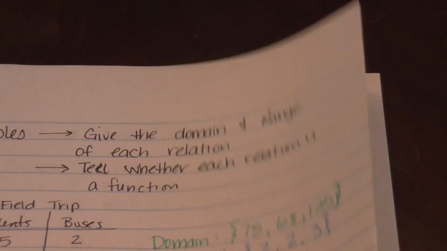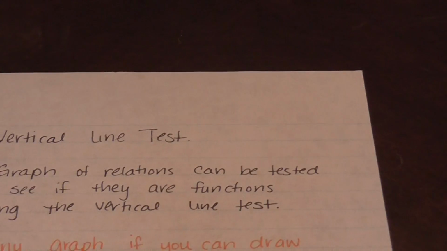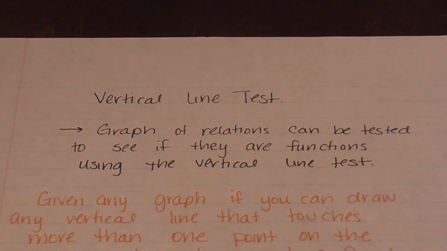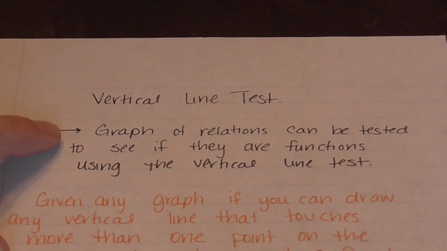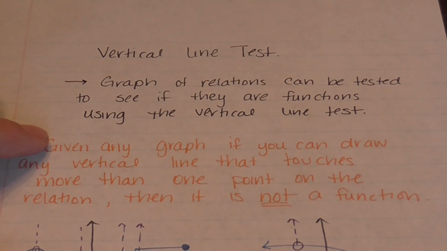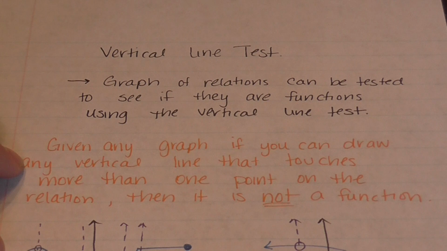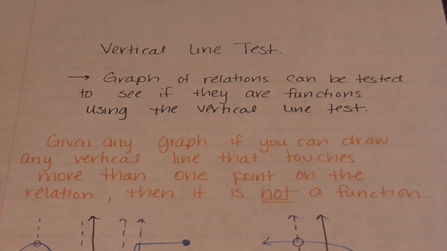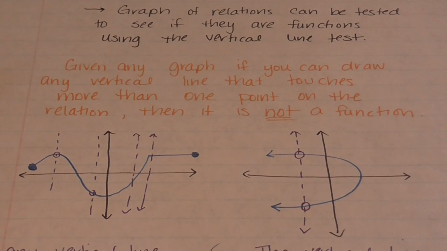When given a graph, you can use what's called the vertical line test. All right, and this is a really quick visual way to determine whether or not your graph is a function. So a graph of a relation can be tested to see if it's a function by using this test. So here's how it works. Given any graph, if you can draw any vertical line that touches more than one point on the relation, that is not a function.